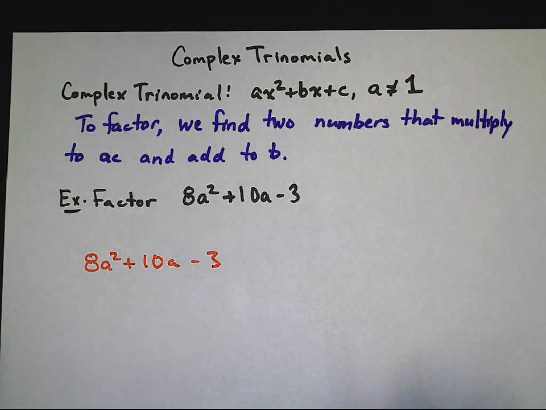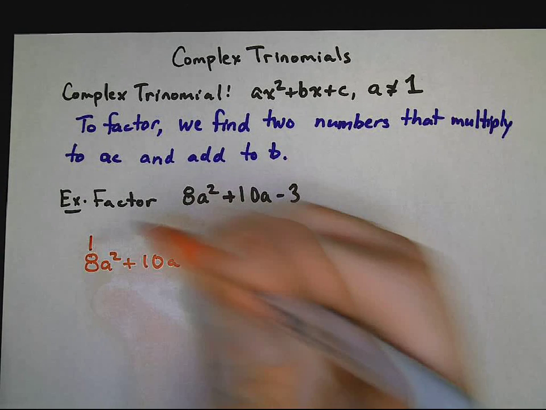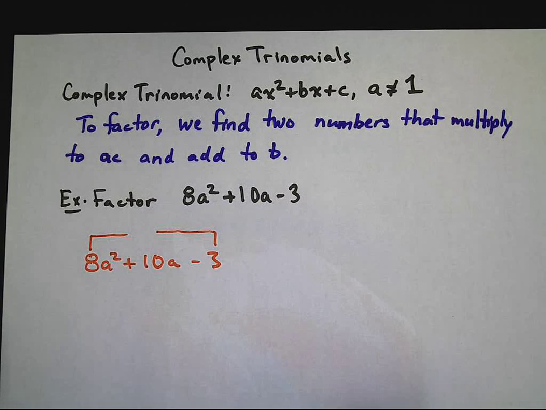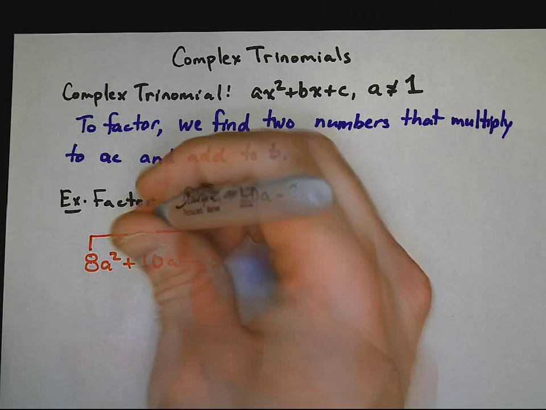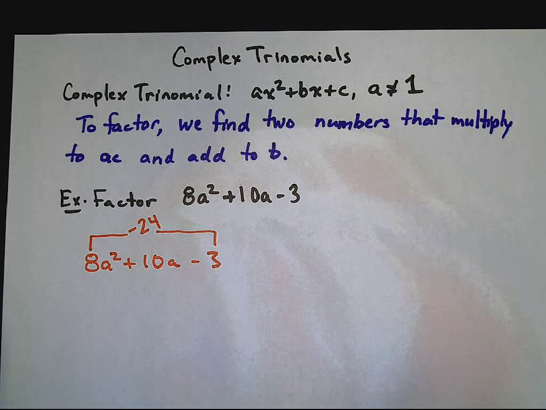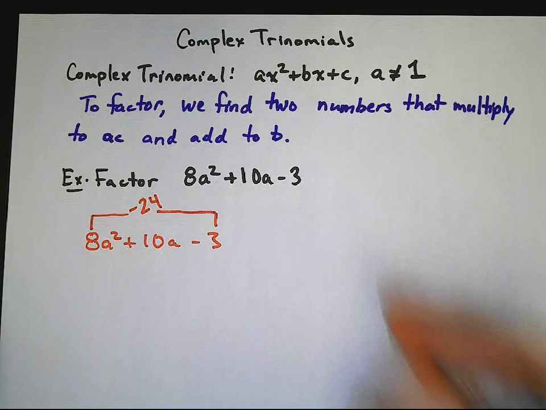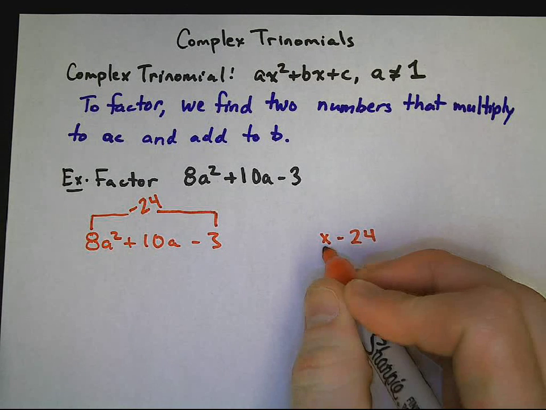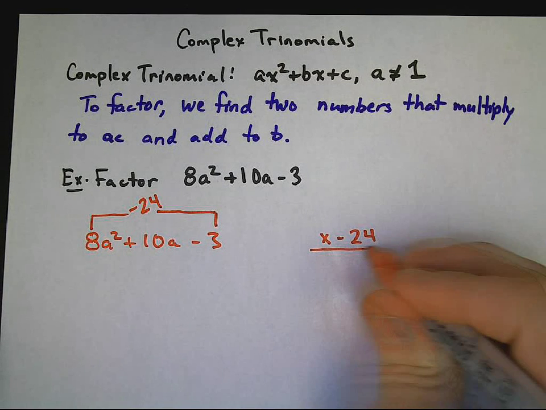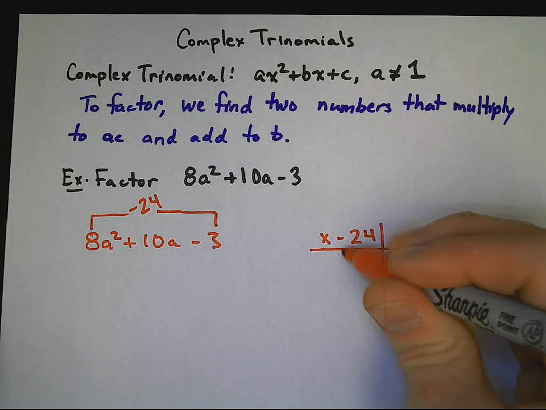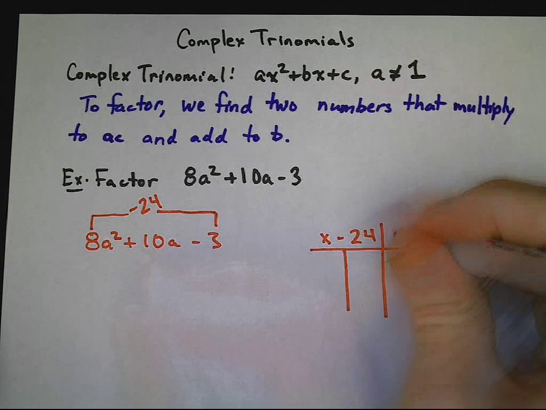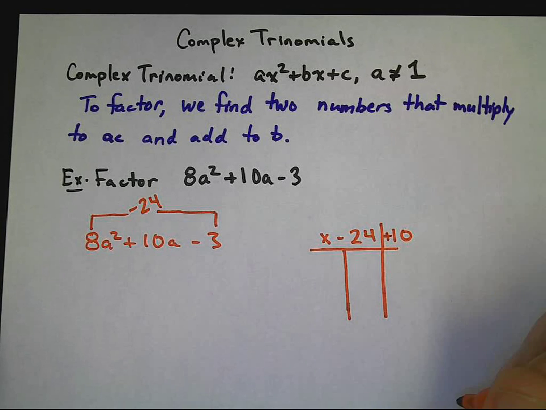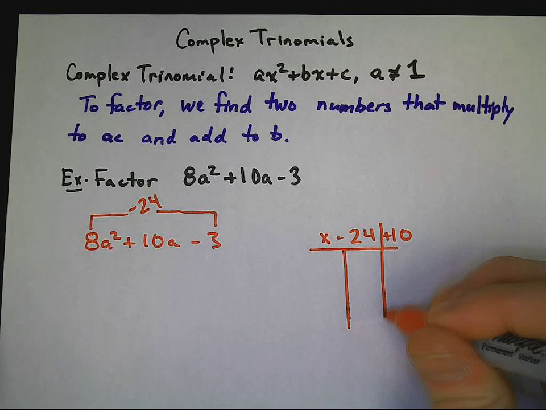I noticed that the first term, which represents a, and the last term, which is c, if we were to multiply these two terms together, that's 8 and negative 3, that is negative 24. So we're looking for two numbers that will multiply to negative 24. This is not an x, this is a multiply, and adds to our middle term of 10.